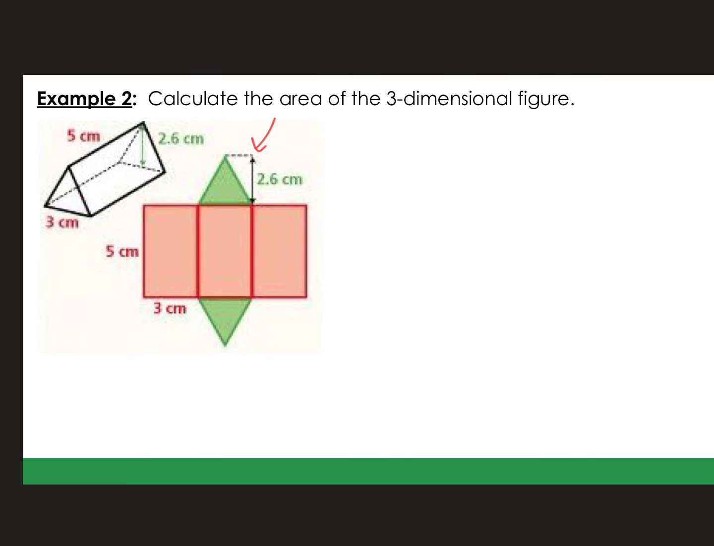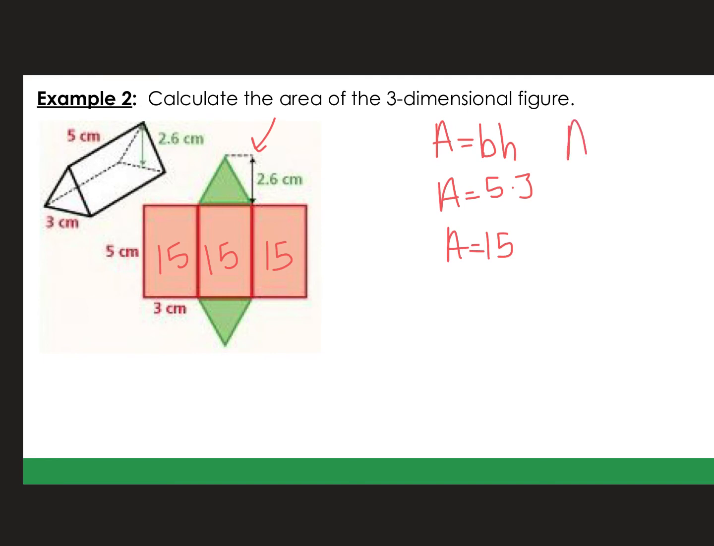So if I look, my big end's 5. They actually already have it labeled here. My little end is 3. And my altitude of the triangle is 2.6. So let's start by finding the area of the rectangles. That's base times height. So area equals 5 times 3. So I will label each one of these. These are all the same as 15.